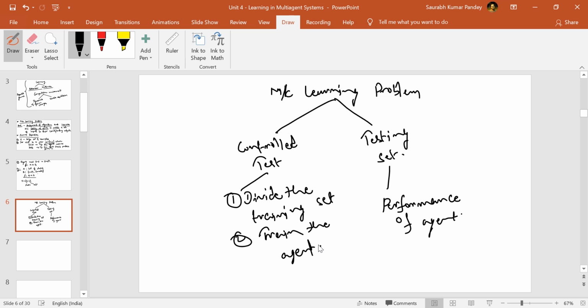But in some scenarios it may be possible that first you train the agent and then test it. Sometimes it becomes very impossible. Sometimes it happens that every time you want to first train and then test, but sometimes it becomes impossible, and we will see in coming lectures where it is possible.